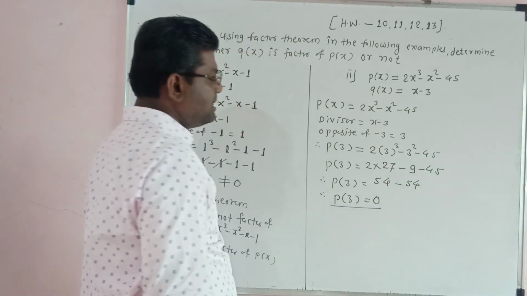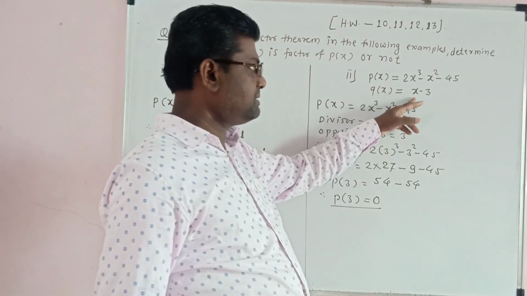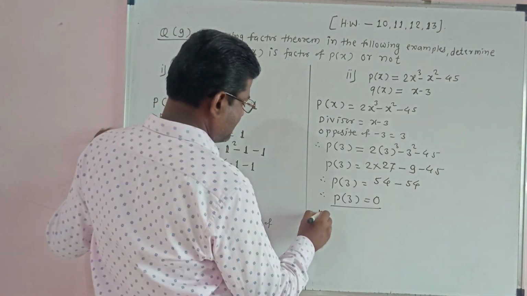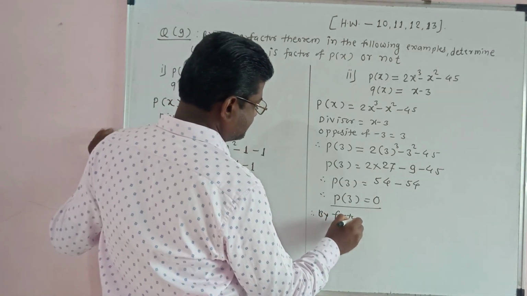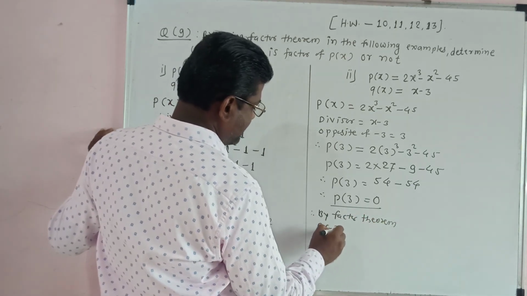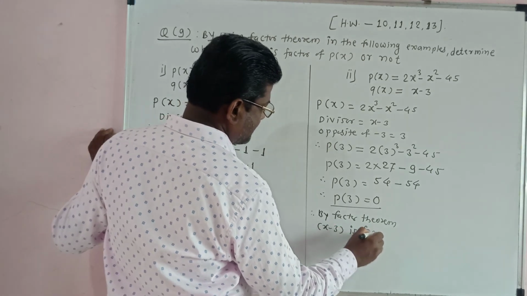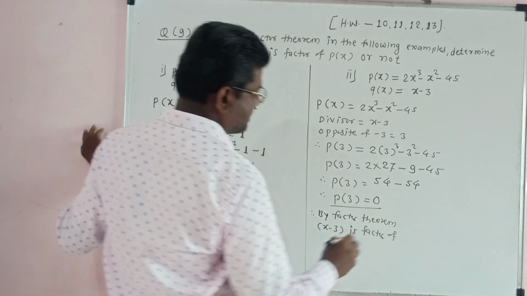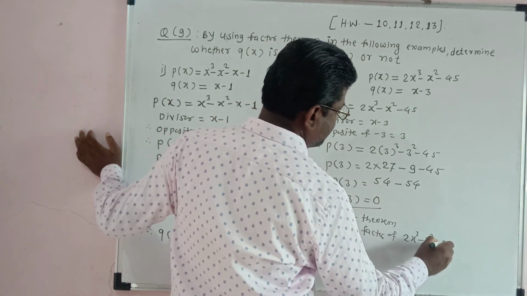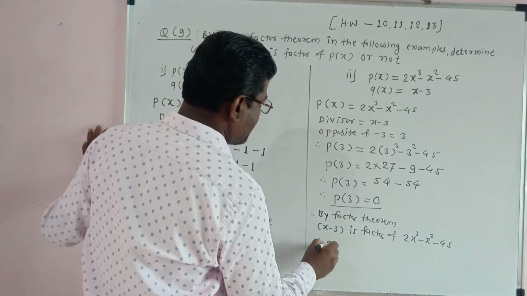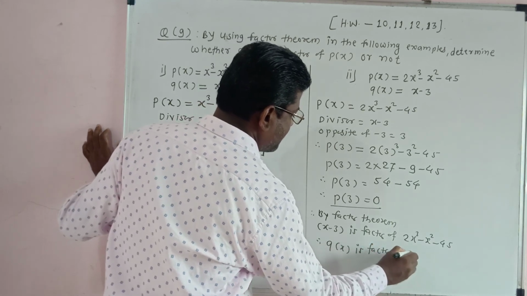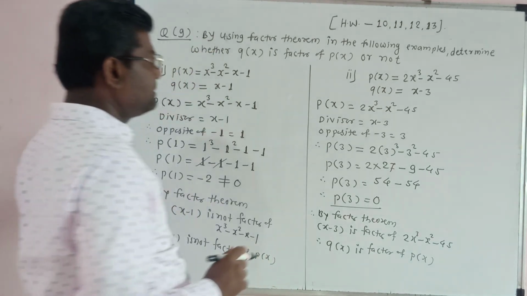As p(3) is equal to 0, x - 3 is a factor of this polynomial. Therefore we write by the factor theorem, x - 3 is a factor of 2x³ - x² - 45. Therefore q(x) is a factor of p(x).